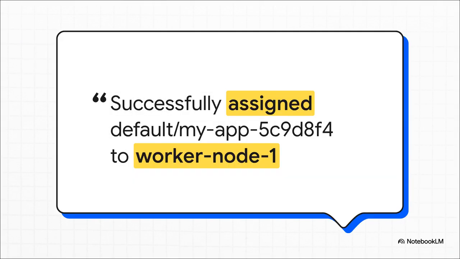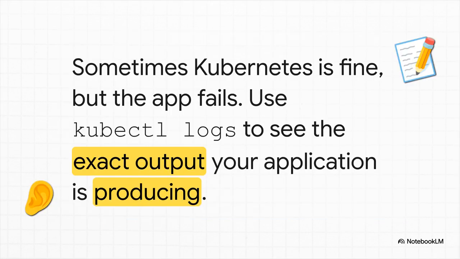And here's a perfect example of what you'd see in those events. This little message tells us that Kubernetes successfully found a home for our pod on a machine called worker-node-1. Now, if there's a problem, say not enough memory on any machine, the event log is exactly where you'd see that error message.